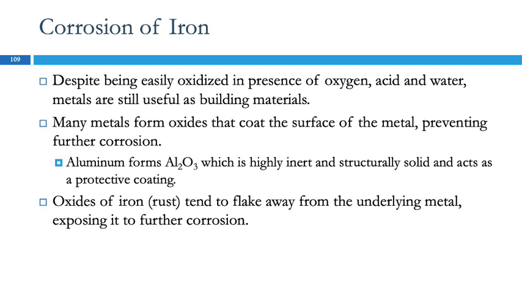Some metals, like aluminum, kind of take care of themselves. When aluminum is oxidized, it forms Al2O3. And this is very inert, it doesn't react with stuff, and it's structurally solid. And so it forms a coating on the outside of the aluminum, which then prevents any further oxidation of the aluminum.